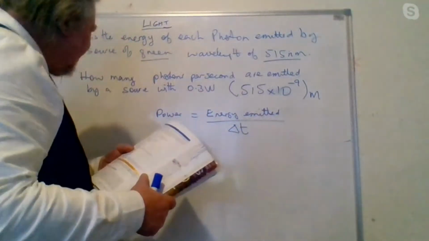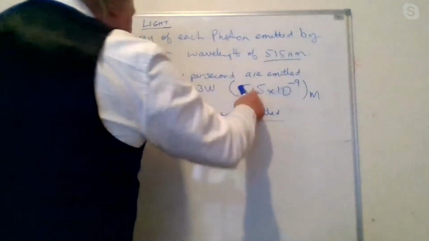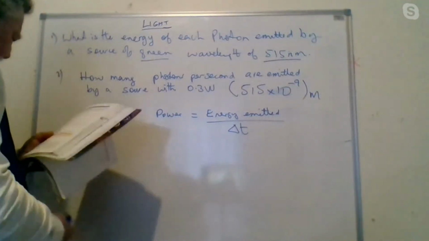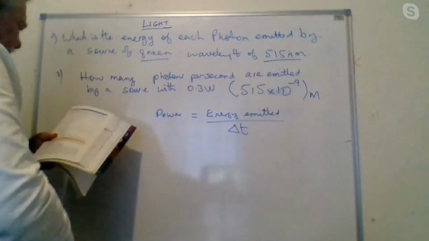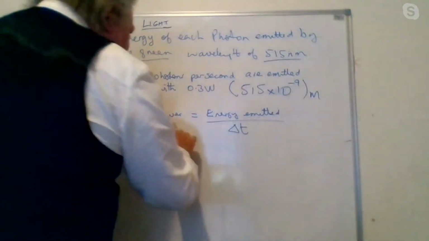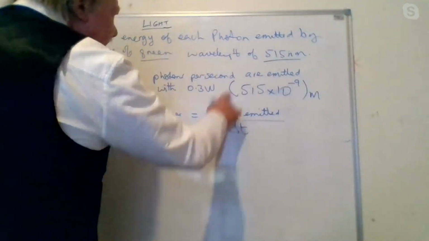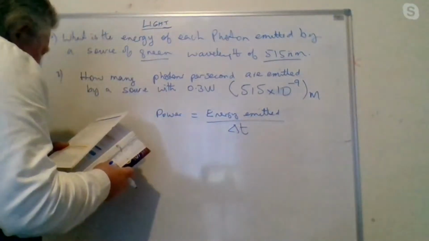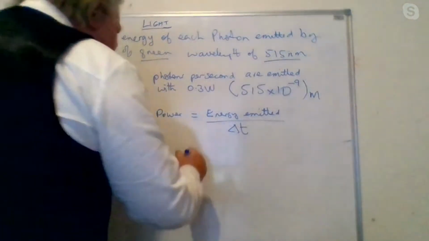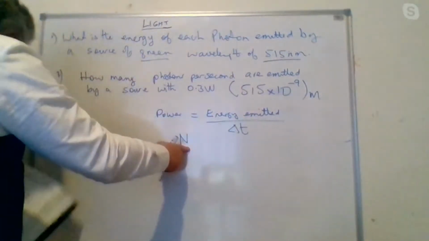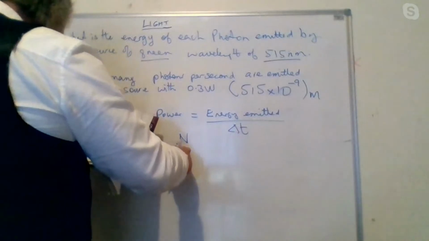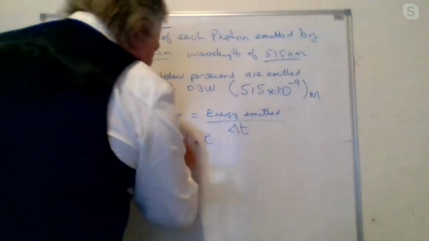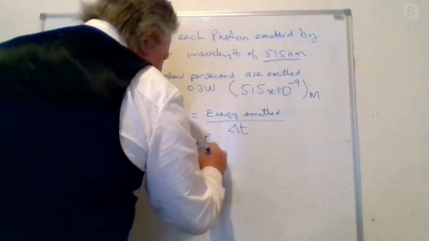Okay, so let's have a look at this second one, which is really important. We're talking about that 0.3 watts. If that's the case, then if this is for one of these photons that come from here, and we wanted to know how many photons there were, then we could say this is the number of photons. We'll just call it n, and we're going to multiply that by the energy from the photon, and then divide that by the change in time.